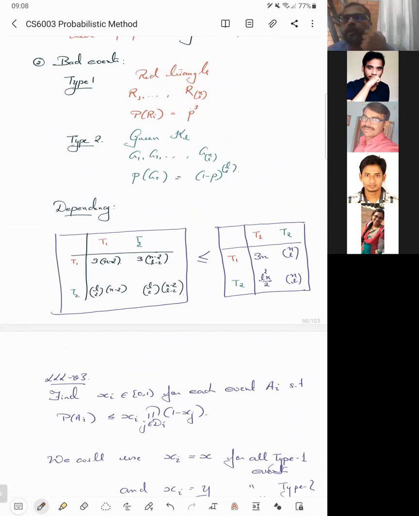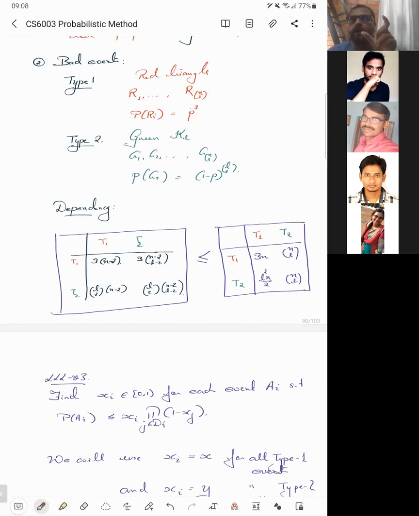This 3, this is a critical point. We will keep using this in almost every Lovász local lemma proof. This finding the dependency graph. So here 3 is the number of edges in the K3. The type 1 event is having a red K3.